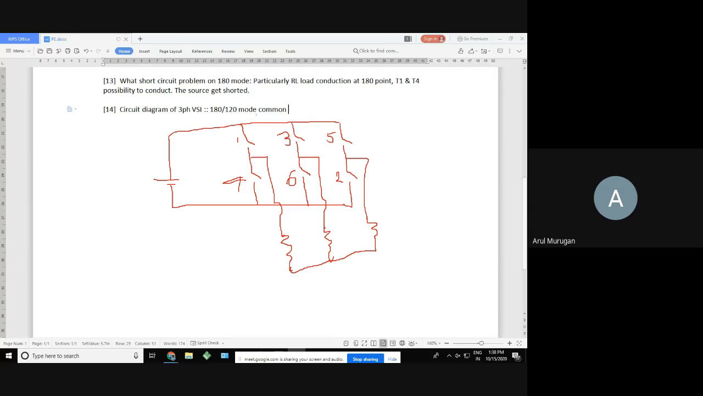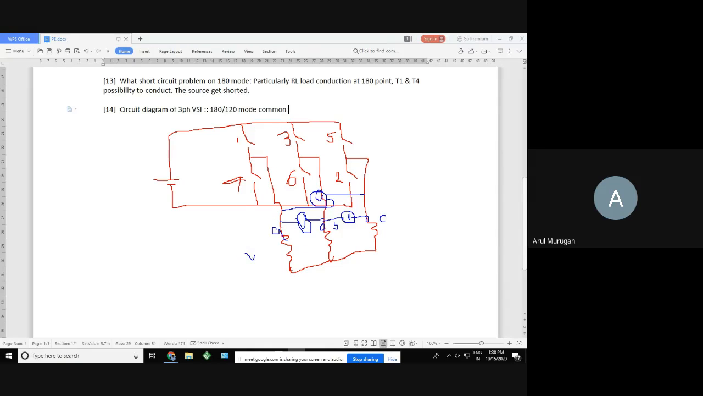Then you need to connect the voltmeters. Phase to phase: this is the A phase, this is the B phase, and this is the C phase. Between phases you connect one voltmeter each, for AB, BC, and CA. For CA, the plus terminal is connected to C and the minus terminal to A. This is how you measure the phase to phase waveform.